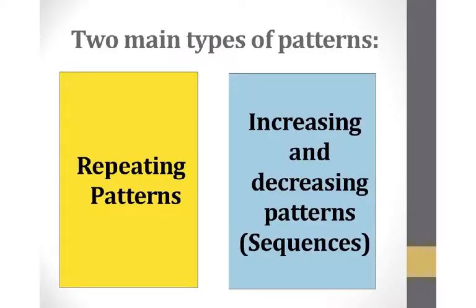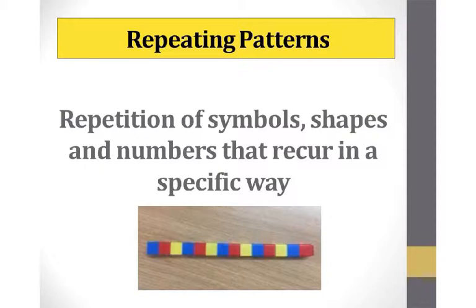So we have two main types of patterns. The first type of pattern we're going to be looking at is repeating patterns, and the second type of pattern that we're going to be looking at is increasing and decreasing patterns or sequences. So repeating patterns is the repetition of symbols, shapes and numbers that recur in a specific way. So the repetition or the repeating of a pattern.